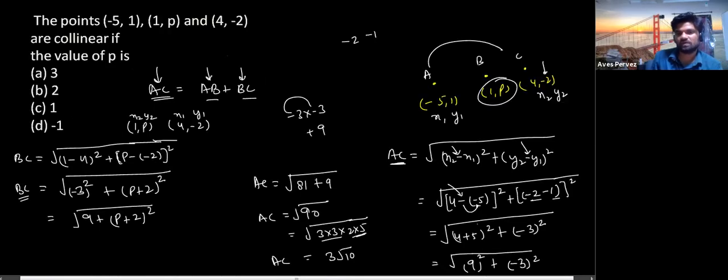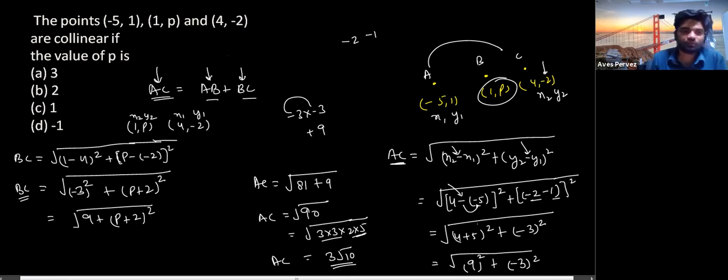Tell me. Is it okay? Yes, sir. So we have AC, which is root 90, and here we have BC, which is 9 plus P plus 2 whole square. Let me check P minus 1.